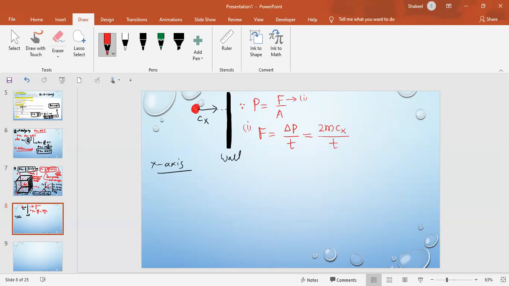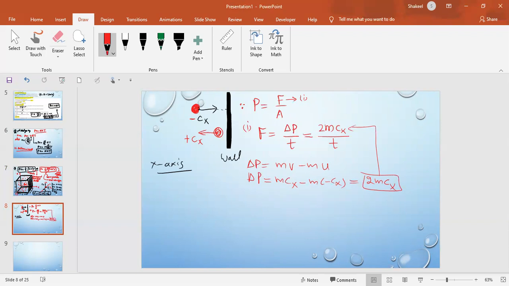Why is it 2mcx? Because change in momentum is mv minus mu. Let's suppose that once it collided, it moved back with the same speed cx. So let's take the original velocity as negative and the recoiled velocity as positive. You can take it the other way around as well; that will only introduce a negative sign with 2mcx. So it is mcx minus (m times minus cx), so it will be 2mcx. That's why I have written it over there.